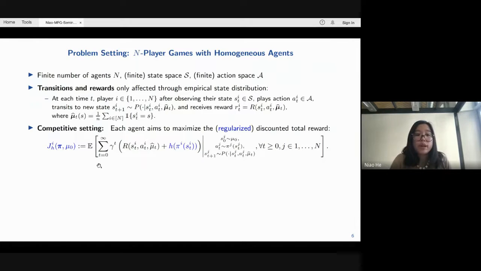And for each agent i, I'm going to denote their value function as J^i, right? This value function is going to depend on this regularization H. Of course, it's also going to depend on the joint policy pi that all agents take. And it also depends on the initial distribution mu_0 that the system starts with.